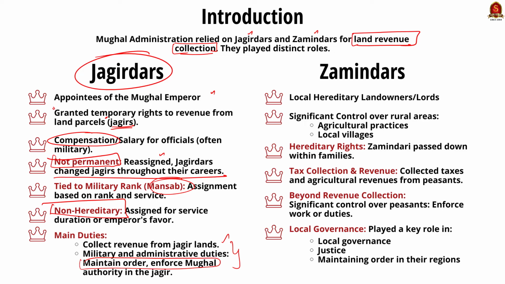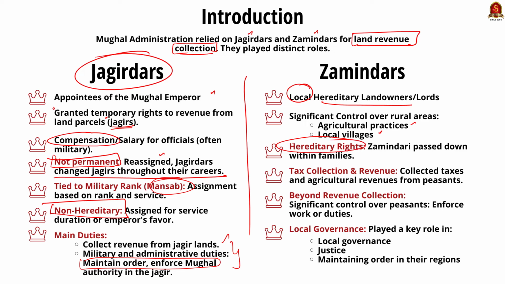Now let us move on to Zamindars. Zamindars, on the other hand, were local hereditary landowners or lords who had significant control over the rural areas, including the agricultural practices and local villages. Unlike Jagirs, Zamindari rights were often hereditary, passing from one generation to another within the same family.